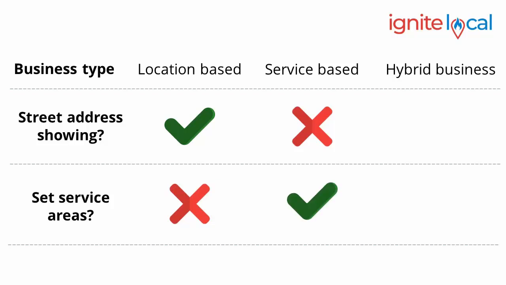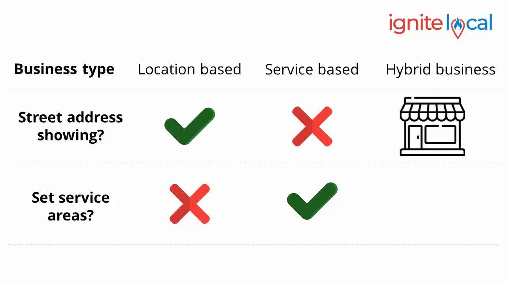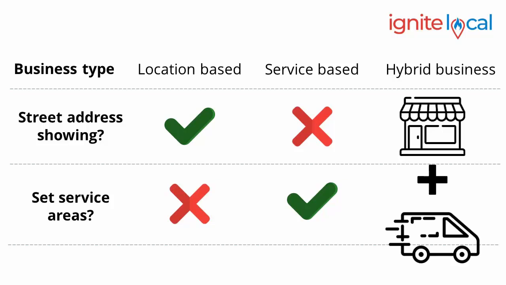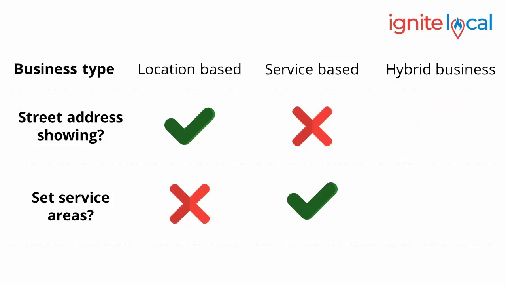Then there's the third type of business, which is hybrids. This is where you have a physical location and you deliver your services to your customers at their locations. For example, you have a carpet shop where people come to buy from you, but you also provide a mobile carpet fitting service where you go to your customers' locations. If you're a hybrid business, then you need to have your street address showing on your profile and you also need to set your service areas.